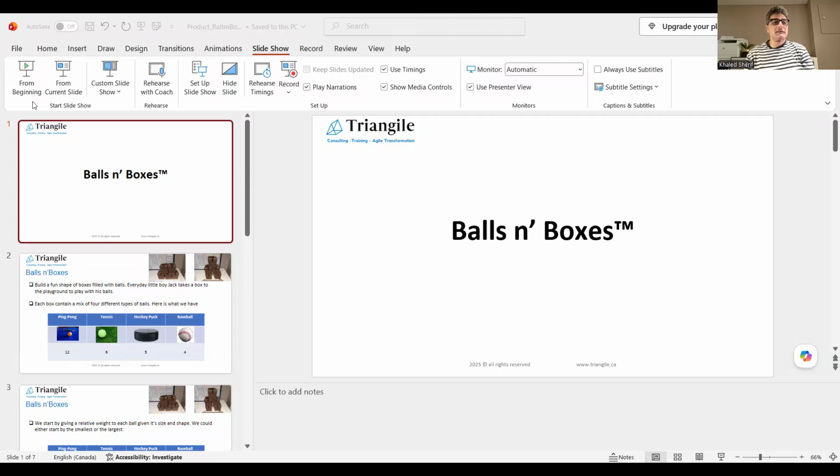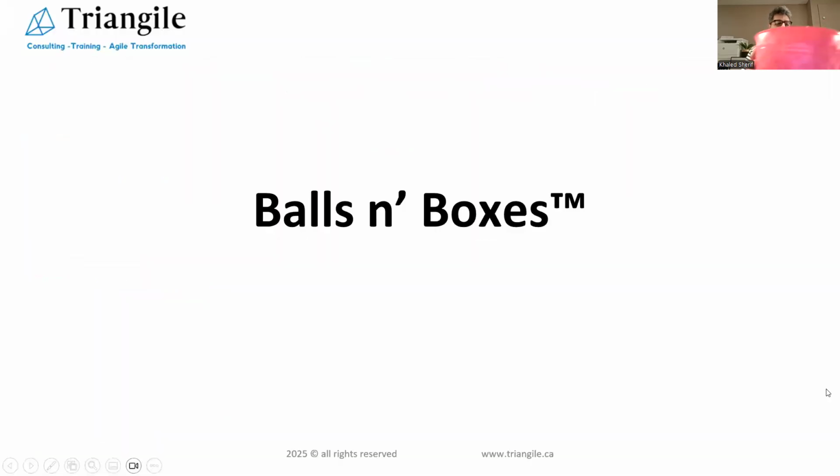I have here a simple product, which I just call balls and boxes. In this product, I have a bunch of different sports balls. I have a tennis ball, a baseball, a hockey puck, and a ping pong or table tennis ball. So different types of them.